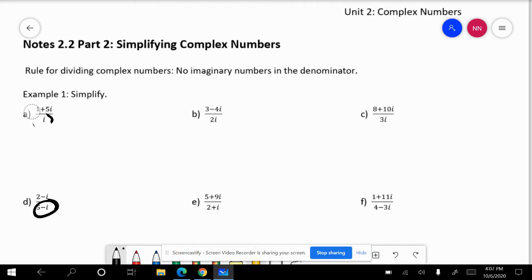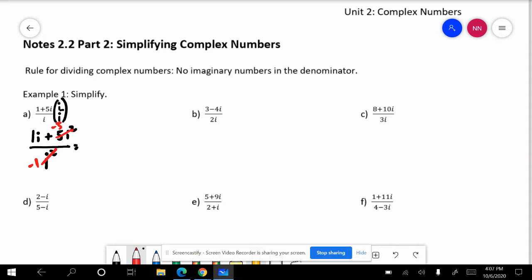With a monomial, all we're going to do is multiply the top and the bottom by i. When we multiply the top and the bottom by i, we distribute the i. That gives us 1i plus 5i squared. Then we multiply the bottom by i, and that gives us i squared. Remember that i squared is -1. So this becomes -5, and this becomes -1.